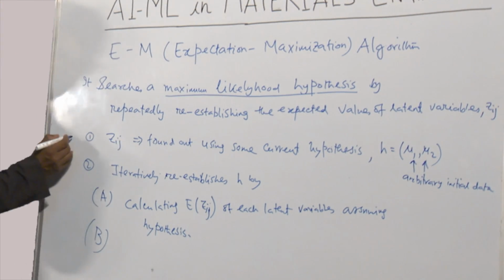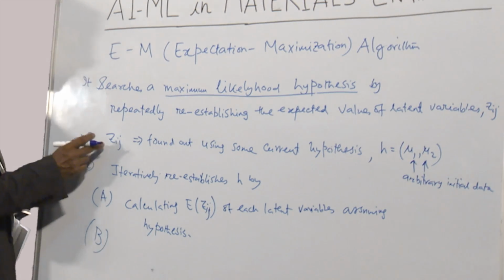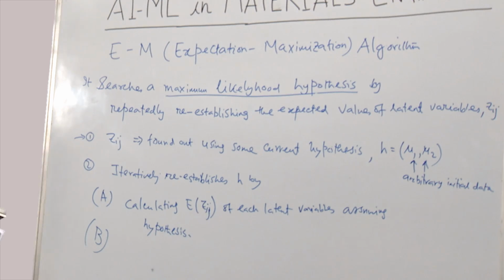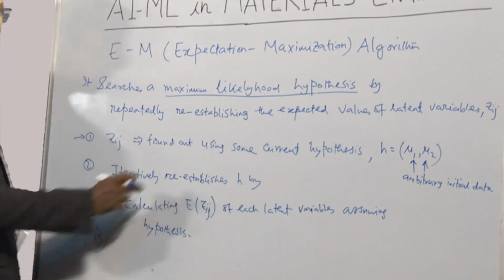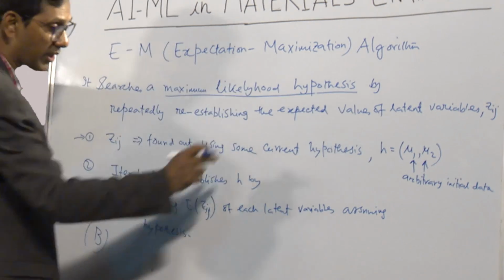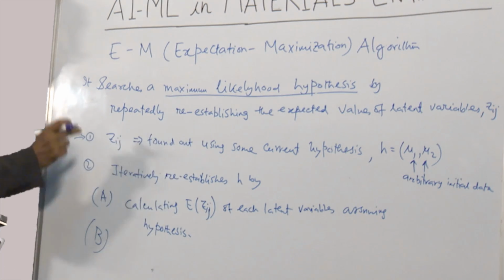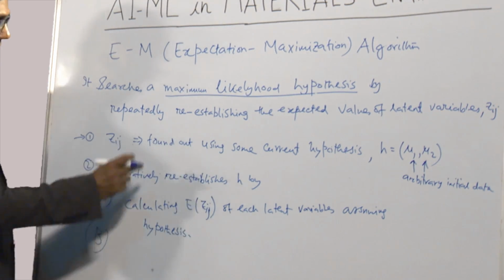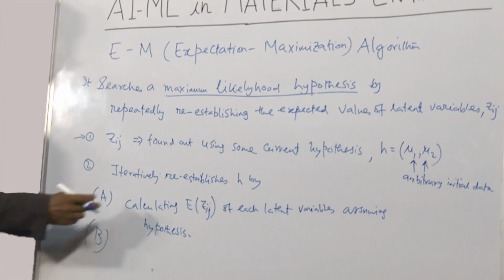Okay. So, what are you doing first? First is your latent variables, right, and these latent variables are found using the current hypothesis, correct. So, what do you do then? After that, you iteratively re-establish h, whether that h is the correct one or not. How do you know that? You have to iteratively do these calculations, that is a loop, probably an if and else loop, and you do that by simply calculating this expectation function. That is the first step.